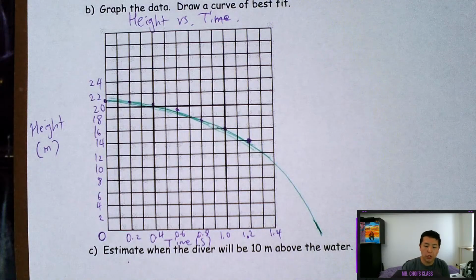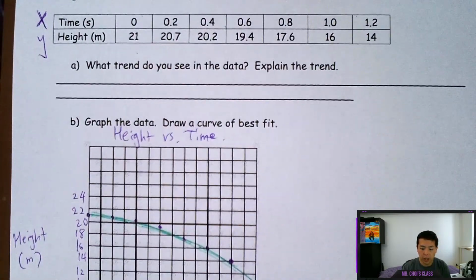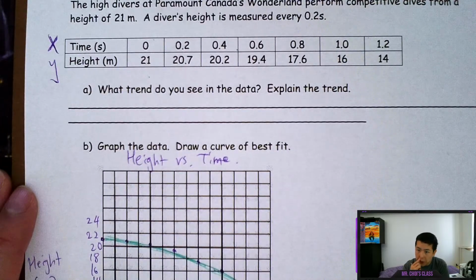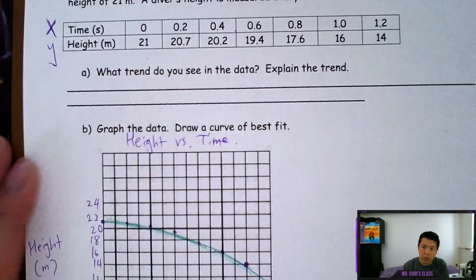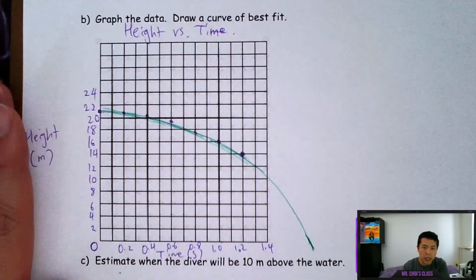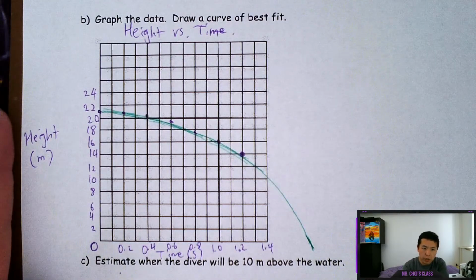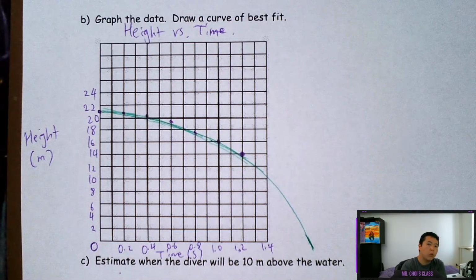What would be the words to describe the trend in question A here? What trend do you see in the data? Explain the trend. So would this be positive or negative? Type it in the chat if you know it. Positive or negative? Strong or weak? Linear or non-linear? Chris saying negative, strong, linear.